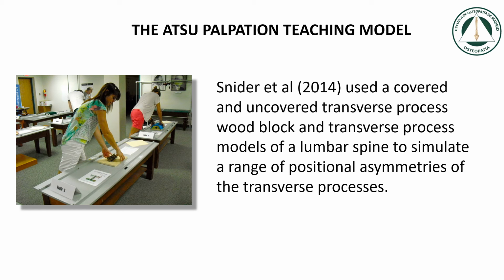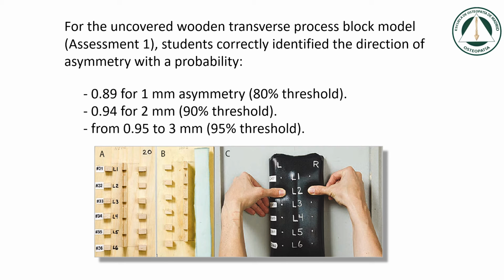Snyder et al. 2014 used a covered and uncovered transverse process wood block and transverse process models of a lumbar spine to simulate a range of positional asymmetries of the transverse processes. For the uncovered wooden transverse process block model, Assessment 1, students correctly identified the direction of asymmetry with a probability 0.89 for 1 mm skew, 80% threshold, 0.94 for 2 mm, 90% threshold, 0.95 for 3 mm, 95% threshold.